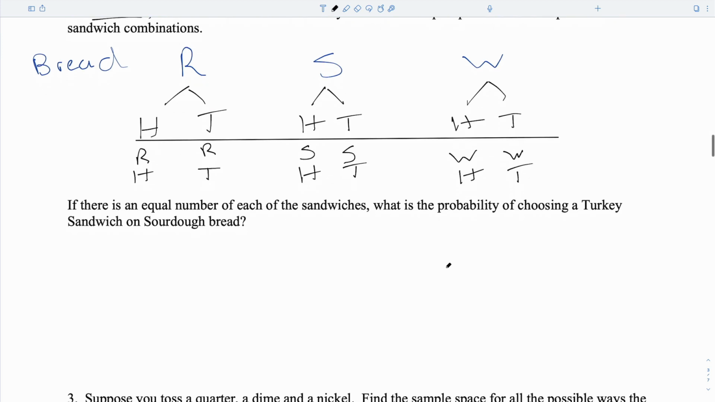There's 6. So what's the probability of choosing a turkey sandwich on sourdough? Turkey sandwich on sourdough bread. Probability of turkey with sourdough.